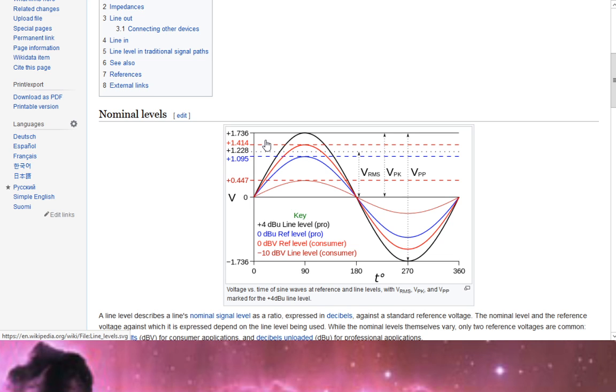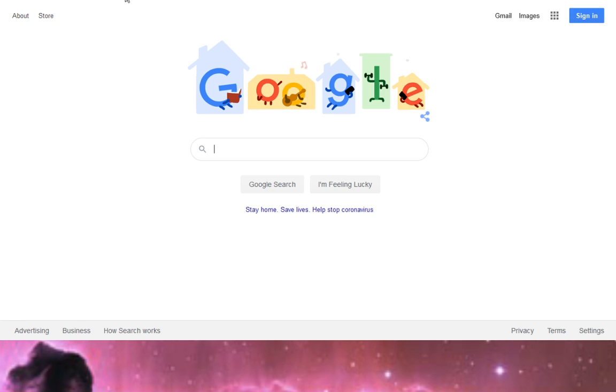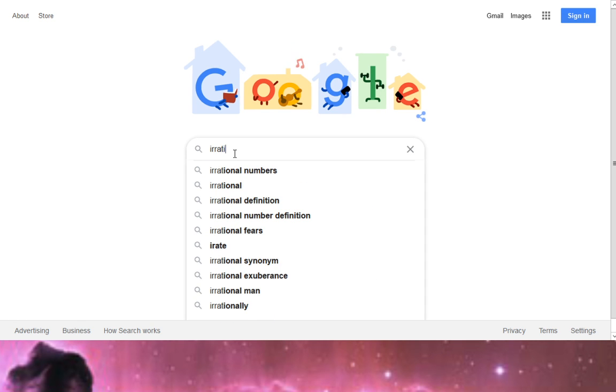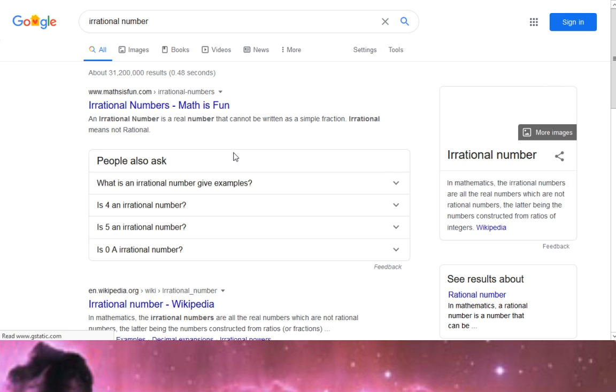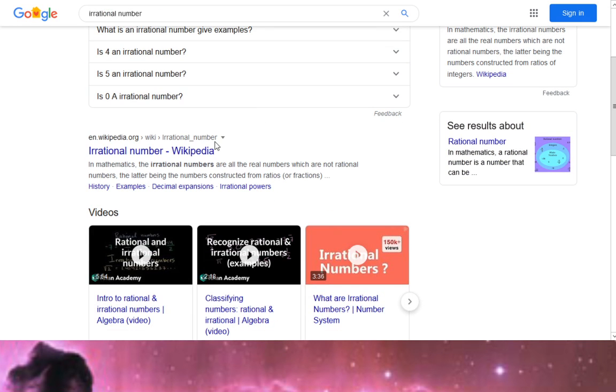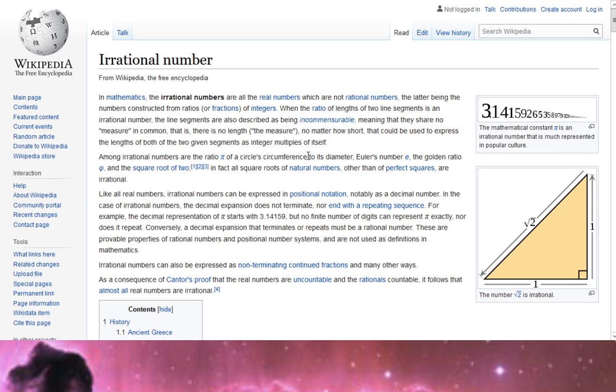Now that's interesting. Alright, so getting onto the topic of transcendental numbers, 1.414 is actually the square root of 2, which is, there's rational and there's irrational numbers. So if you look up irrational numbers, let's see, we'll do the wiki. Irrational numbers are all real numbers which are not rational numbers, the latter being numbers constructed from ratios. Well, you can construct the square root of 2 as a ratio.